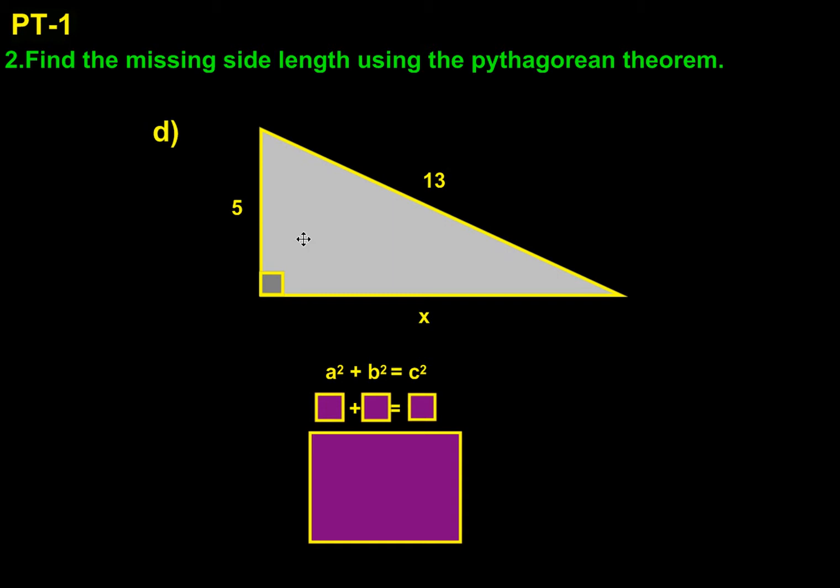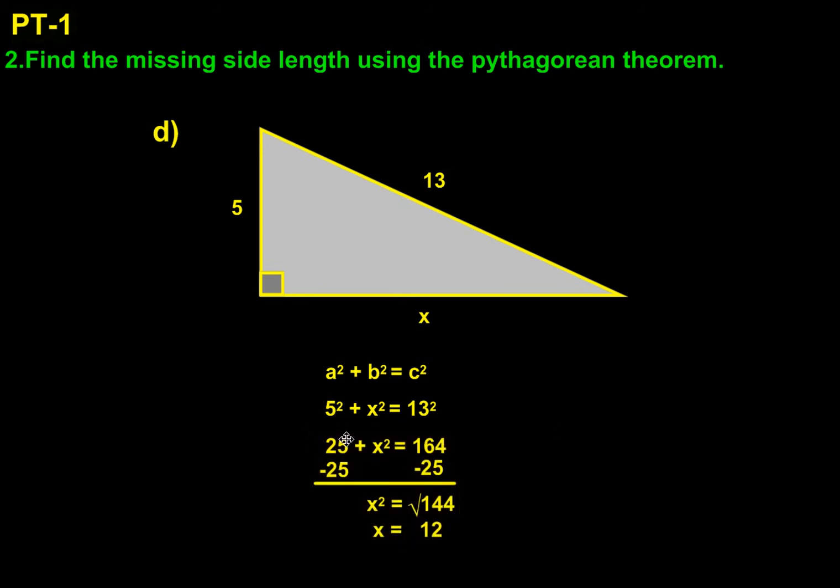So 5 is a leg, and x is a leg. 13 is the hypotenuse, so 13 is going to be substituted for c. Then 5 and x are going to go in a and b. It doesn't matter which goes where. So I'm going to put 5 for a, so it's going to be 5 squared. B has to be x squared, and then 13 squared. Then we can solve this algebraically.